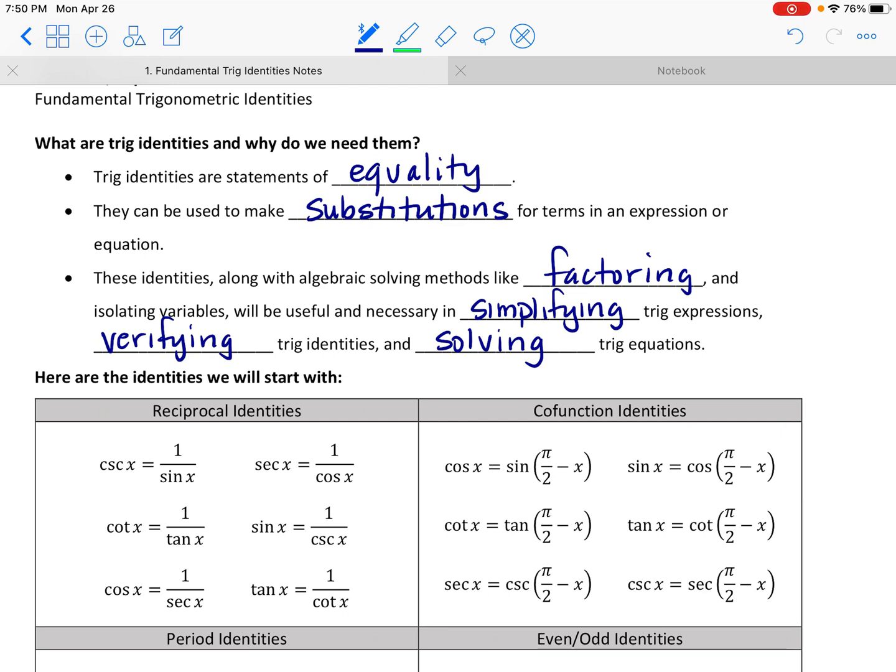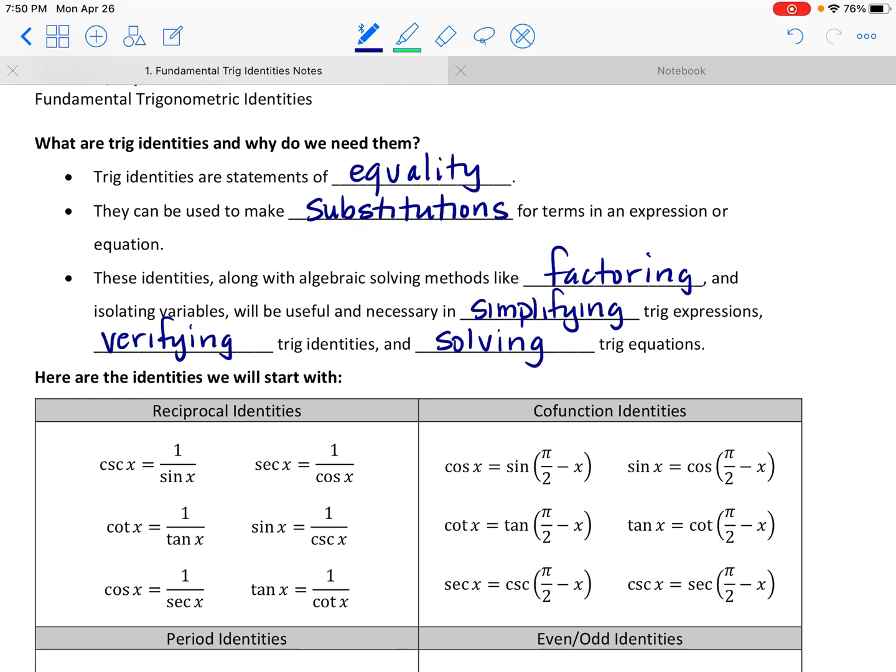So we have to be able to factor, we have to be able to solve using solving strategies, and we have to be able to add and subtract fractions. They don't have to be just normal fractions, like our rational expressions, getting common denominators. All these skills that we talked about in algebra are coming into play.